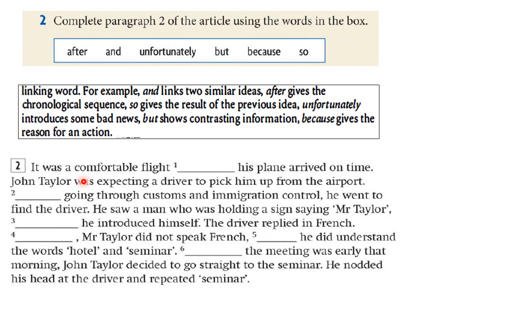Paragraph 2. It was a comfortable flight. His plane arrived on time. So the first idea, it was a comfortable flight. The second idea, his plane arrived on time. So here, these two ideas could be similar or could have a chronological sequence. Or maybe this is a reason or result of the first idea. So there are several suggestions. We could use and, we could use because, we could use so. In this case, if there is hesitation in deciding the word, we can go to the second blank, and after the completion we can go back to the first blank.